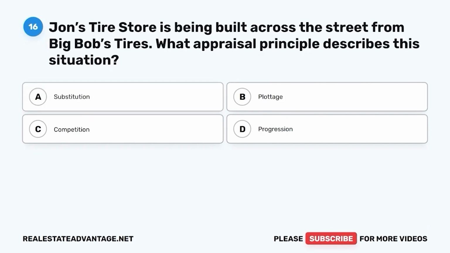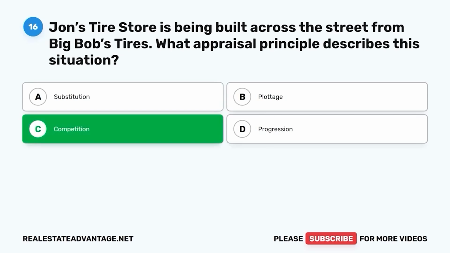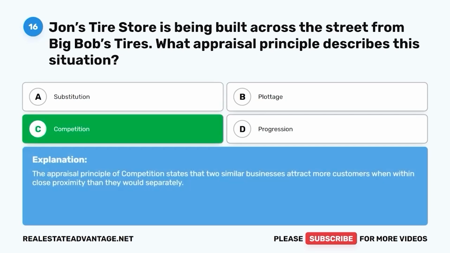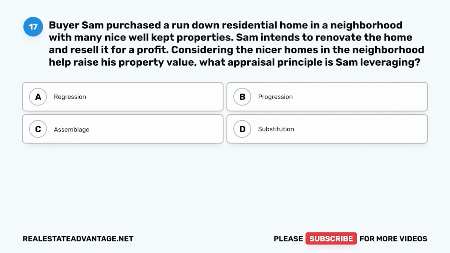Question 16. John's tire store is being built across the street from Big Bob's Tires. What appraisal principle describes this situation? A. Substitution. B. Plottage. C. Competition. D. Progression. The correct answer is C. Competition. The appraisal principle of competition states that two similar businesses attract more customers when within close proximity than they would separately.